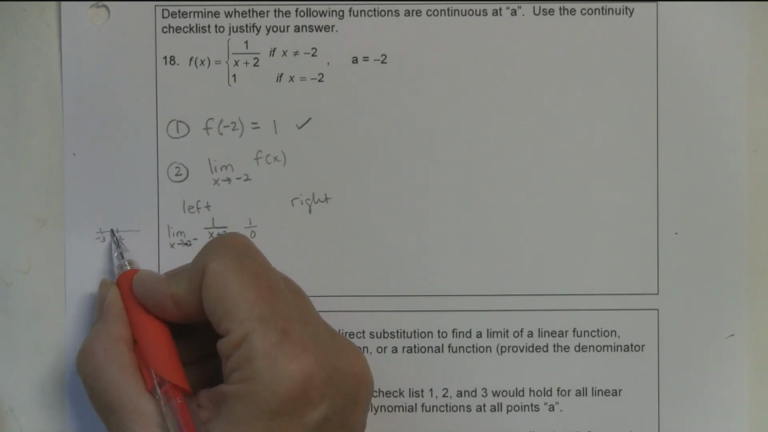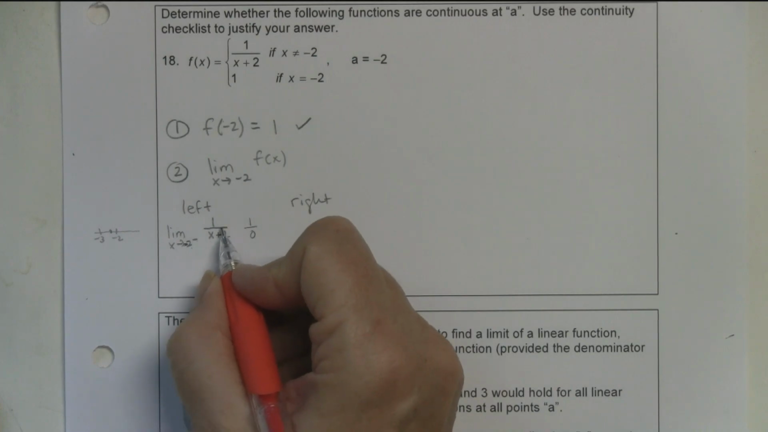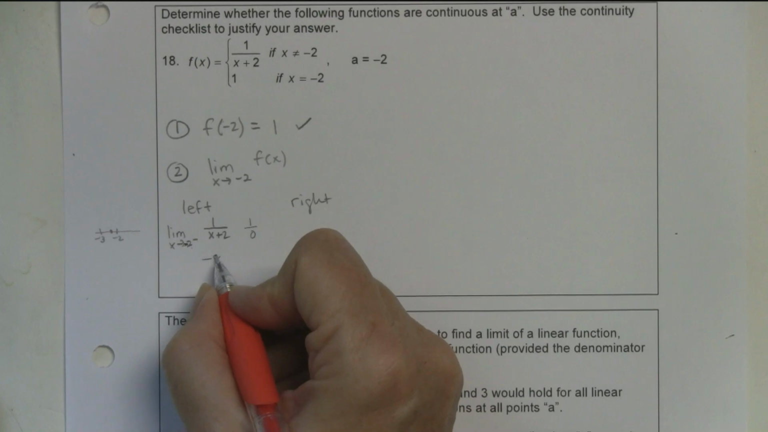If I'm a little bit smaller, I'm over here. So that's numbers like -2.1 and that kind of thing. And so this is really negative in the denominator, nearly 0, but negative. So this is really going to negative infinity.